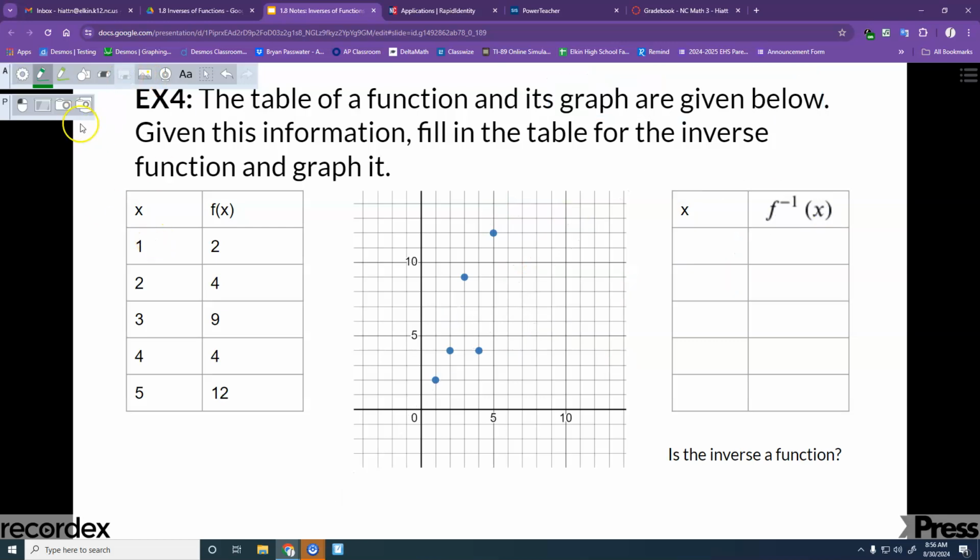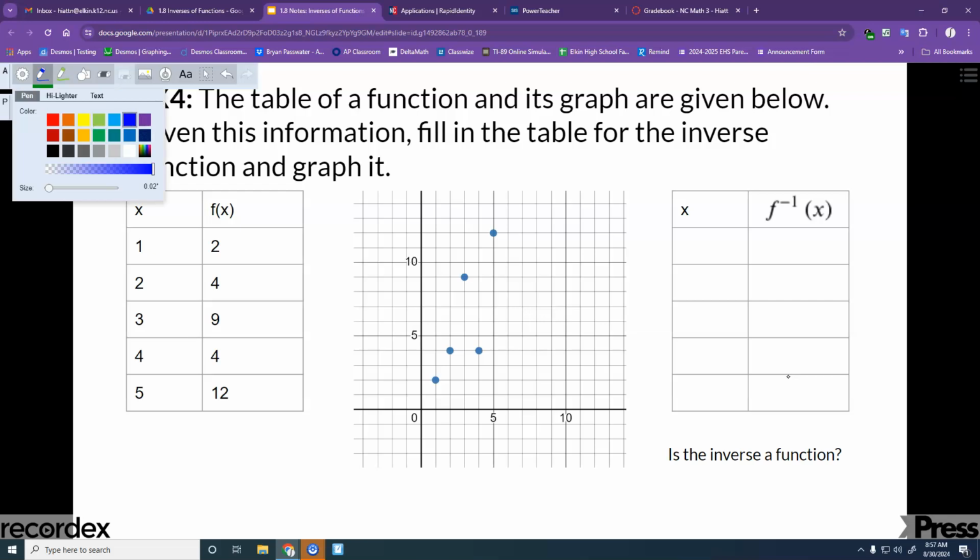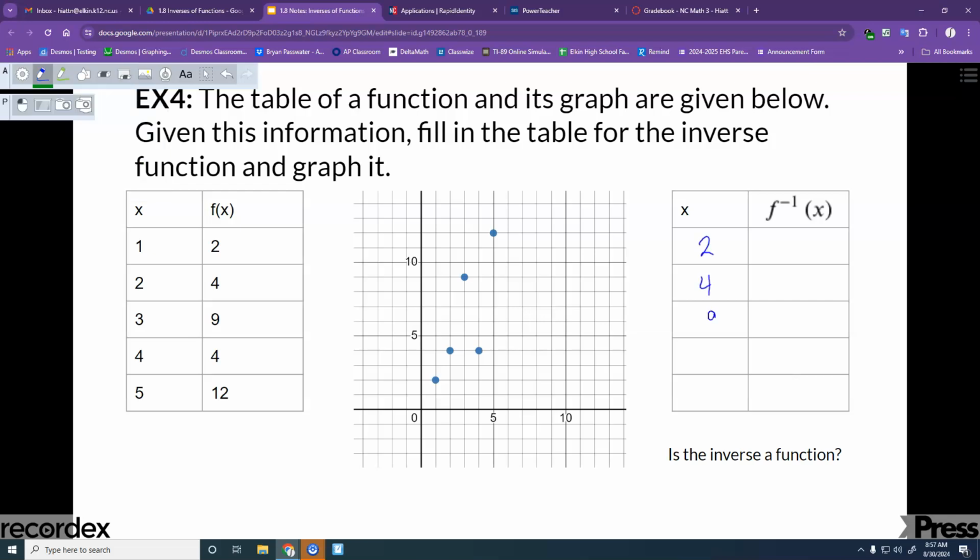So if I have this problem here, I've got a table, and I am supposed to fill in the table for the inverse and graph it. Okay? So if I have 1, 2, 3, 4, 5 over here and 2, 4, 9, 4, 12, what is it going to look like whenever I do the inverse? I'm going to flip those columns, right? So that will look like this. Now I've got 2, 4, 9, 4, 12 here, and I've got 1, 2, 3, 4, 5 over here.